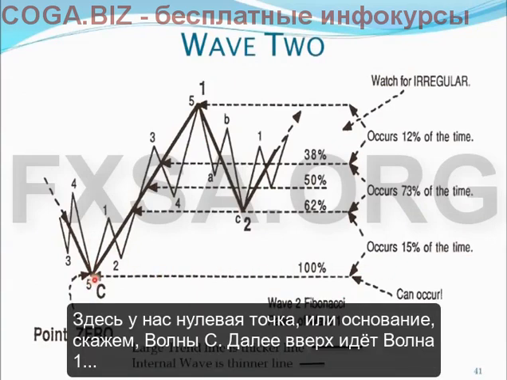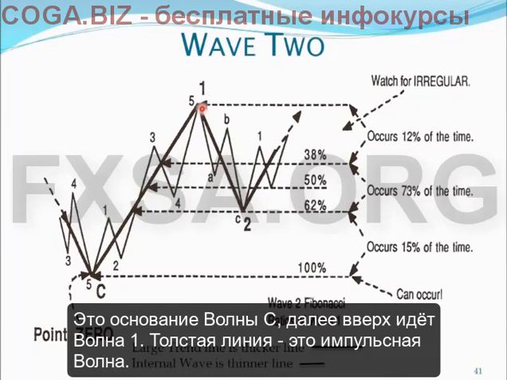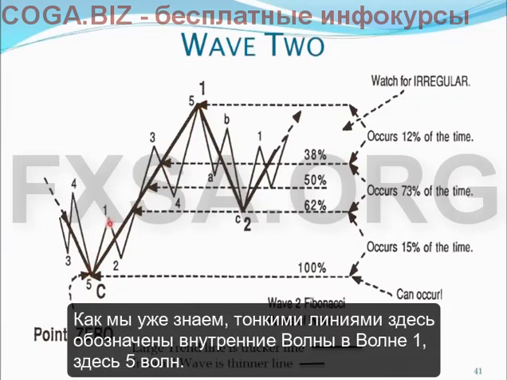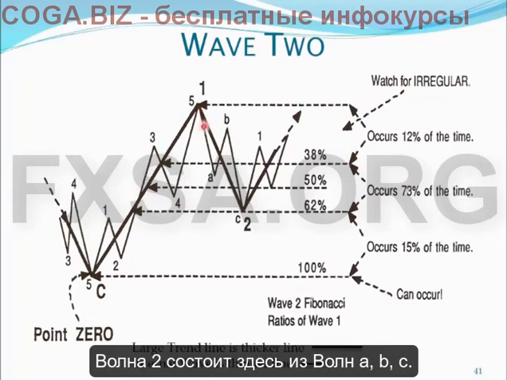Here we have a point 0, or the bottom, let's say, of a C comes up, wave 1. Bottom of C here, wave 1 comes up. Our thicker line is our impulse wave. We know these smaller lines here are the internal waves within wave 1, the 5 waves. Wave 2 is an A, a B, and a C.